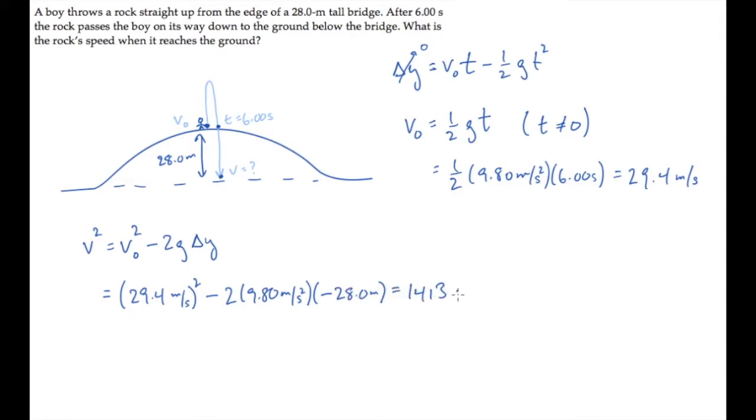When you calculate, you get 1413 meters squared per square second. The rock's speed as it hits the ground is the square root of this value. That gives you 37.6 meters per second.